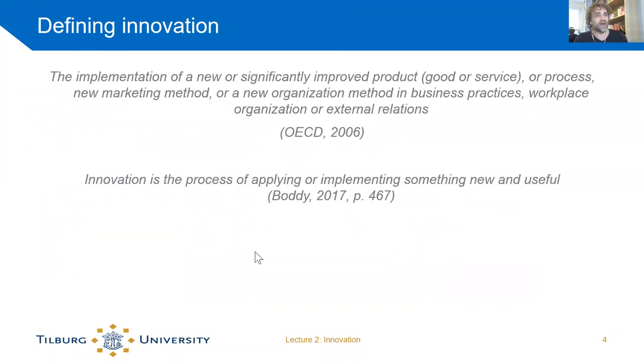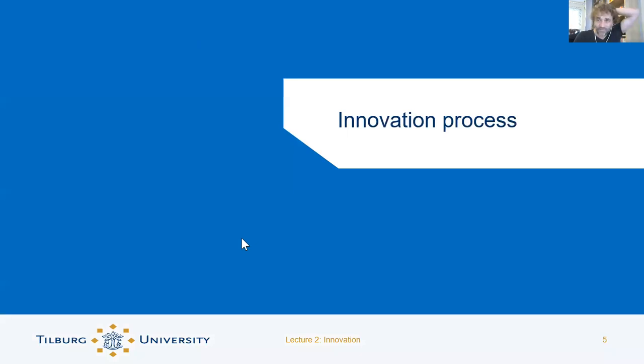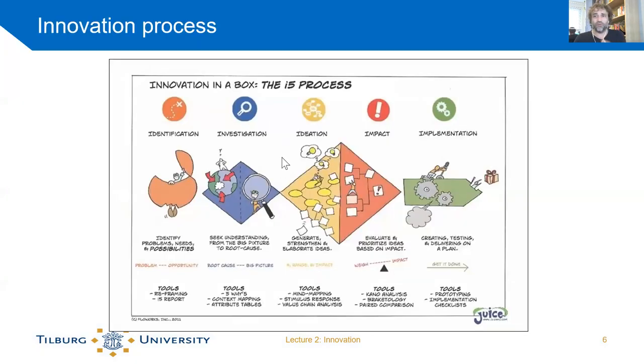So these were the definitions we have, but I think it's best to start this lecture with the innovation process. So what exactly happens in an organization if you want to innovate? Well, if you Google innovation process or inventions in organizations, you get a lot of images like this on screen. This is called the I5 process, but you have like 1,000 different models, so you don't have to remember this at all.